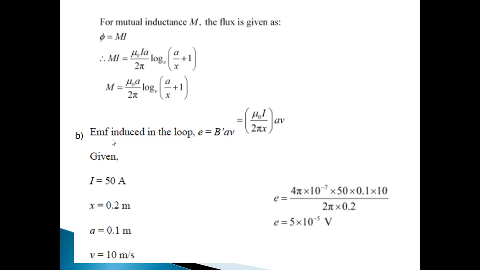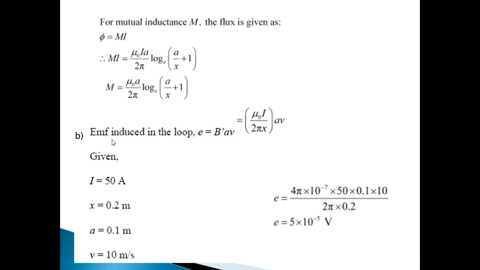But mutual inductance: phi equal to M into I. So we equate these two equations for phi, which we found out previously also. So M I equal to mu naught I a by 2 pi log base e of (a by x plus 1). Now I is common in both and the I cancels, and therefore M equal to mu naught a by 2 pi log base e of (a by x plus 1).